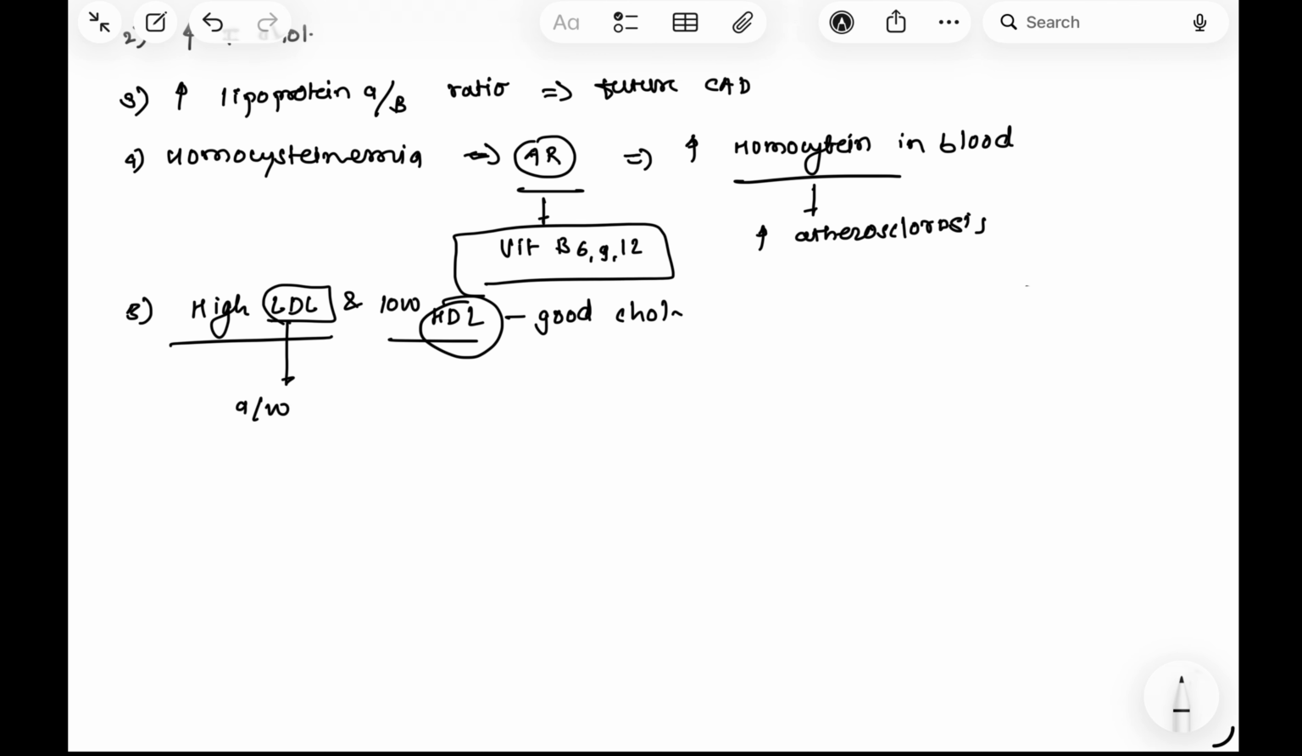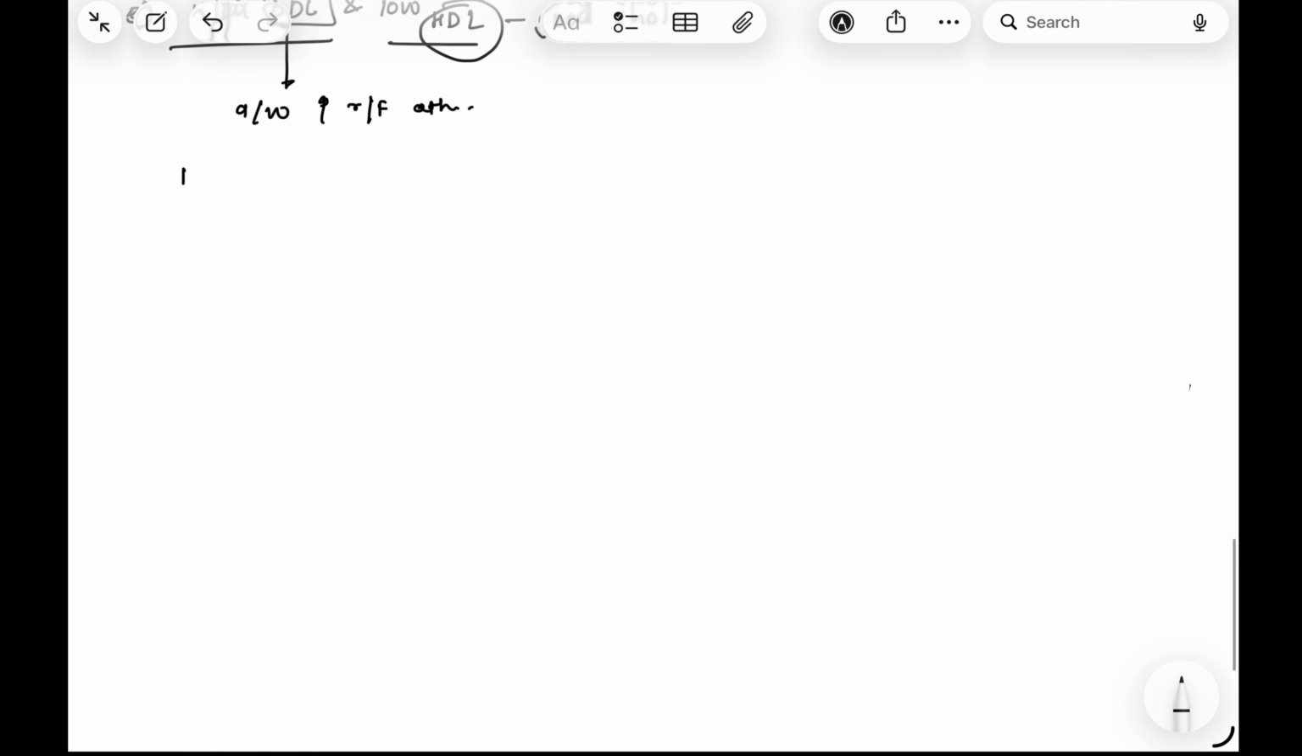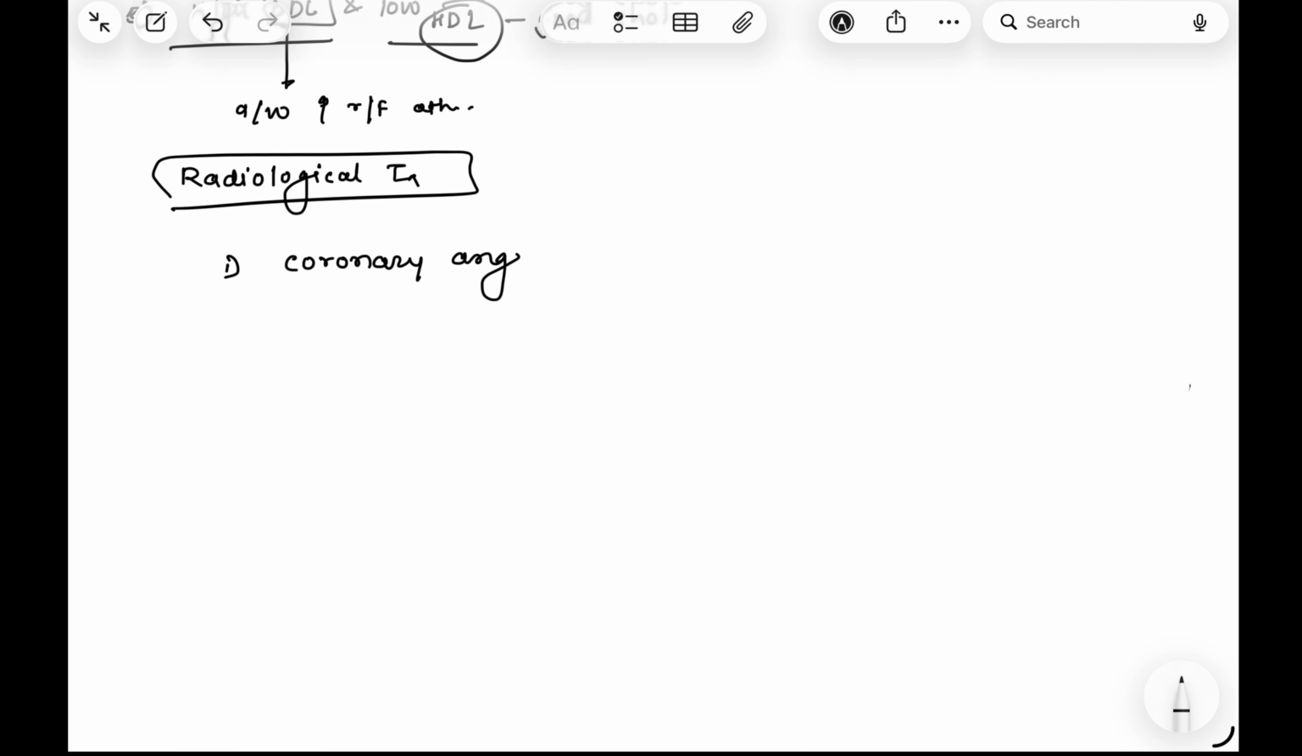So LDL is associated with high risk of atherosclerosis, right? And HDL in low quantity is associated with high atherosclerosis. Now there are a few radiological investigations that are useful to diagnose atherosclerosis, and those are, the first one is coronary angiography, the second one is CT angio, and the third one is intravascular ultrasound, right?